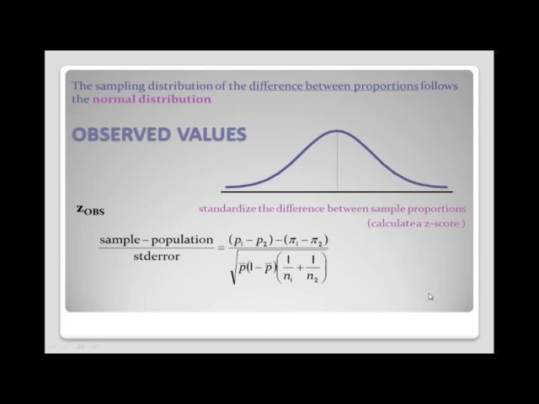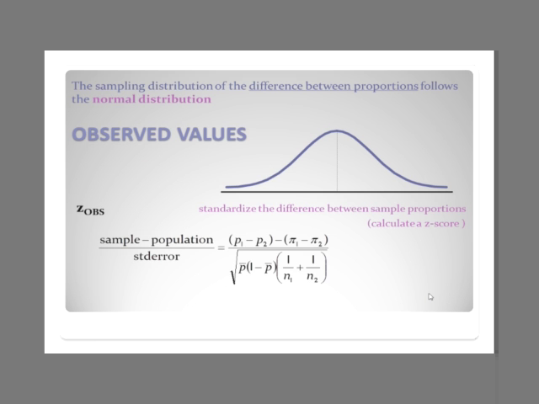Now we've calculated the Z-score before. This is where you take the sample value and compare it to a population value and pull in the standard error. The difference here is that now we have two groups. Since we're comparing the difference between proportions, we'll take the sample value of the difference. If you look here, P1 minus P2, sample value of the difference between proportions. And then we'll use the population value of the difference. And in the denominator, the standard error.